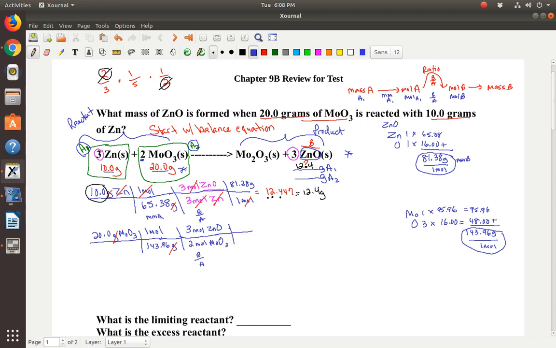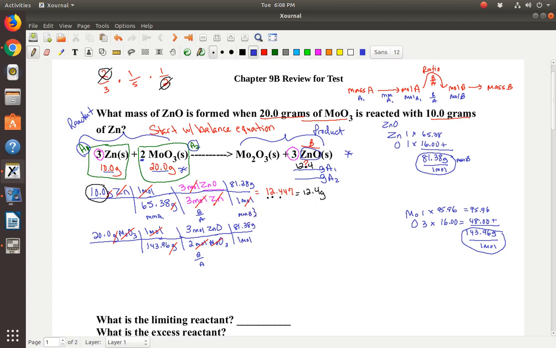And now I'm going to turn mass to moles. So now I'm going to go ahead and cancel first. There's the molecule that I can cancel. And here's the mole unit I can cancel. So I have moles of zinc oxide. And I'm going to turn it into mass. And I've already calculated the molar mass, because this is where we use the molar mass of molecule B.